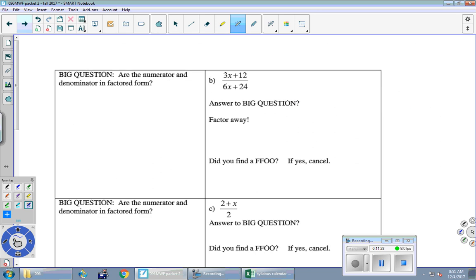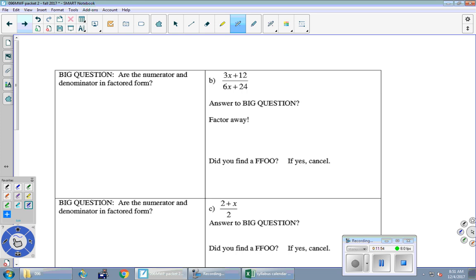3x plus 12 over 6x plus 24. Can I cancel the 3 and the 6? 3 and 6? In its current form, you just cross them off? No. Can we cancel the x's? The x is sitting next to addition. We can't, right? Can I cancel 12 and 24?